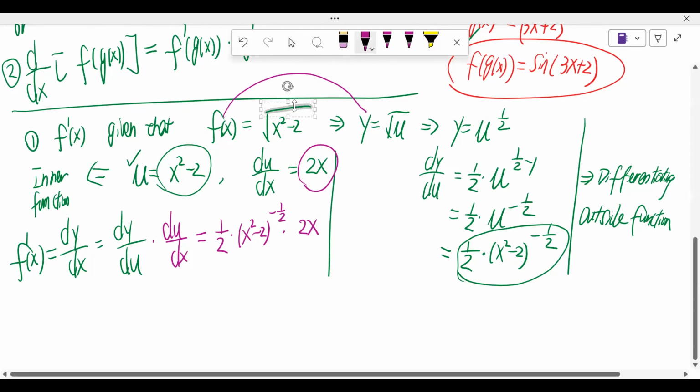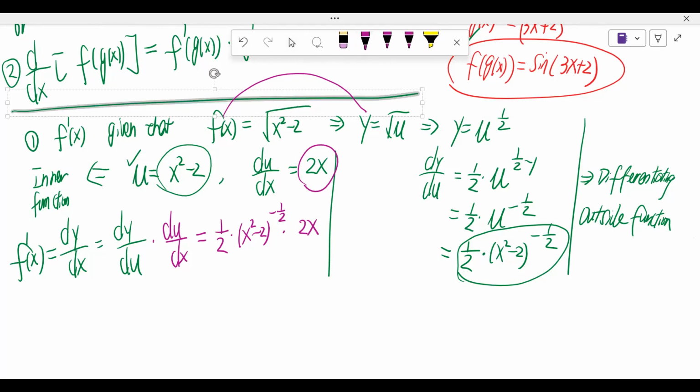This x squared minus 2 becomes u. And we basically convert it, so this becomes the outside function. So y equals u to the half. So we do dy over du. We're differentiating the variable y with respect to u.